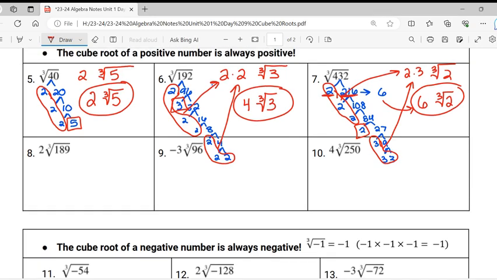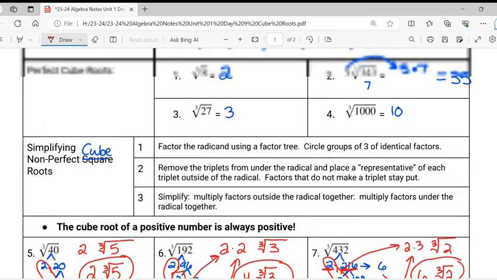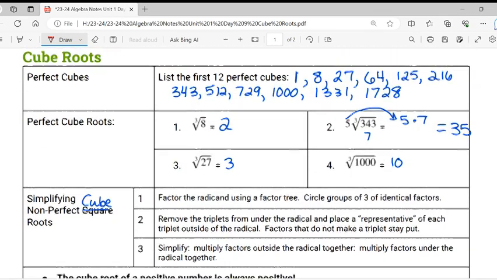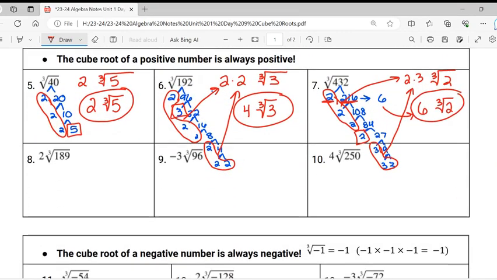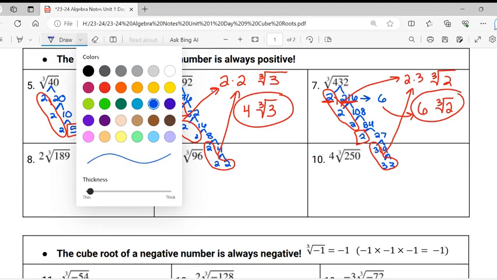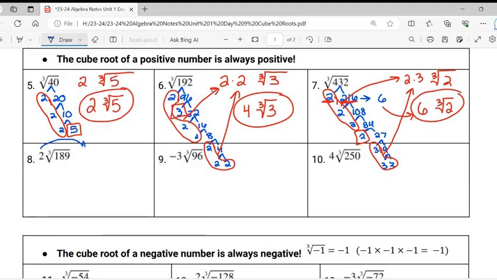We'll take a look at our next one, 189. Well, let's see. Is 189 one of our perfect cubes? Nope, doesn't look like it. All right, so now we have to simplify it. Again, we have a 2 on the outside, so we're going to carry that 2 over to be multiplied by anything else that comes out of the radical. I see that it is not an even number, so maybe it's divisible by 3. We do 3 and 63.